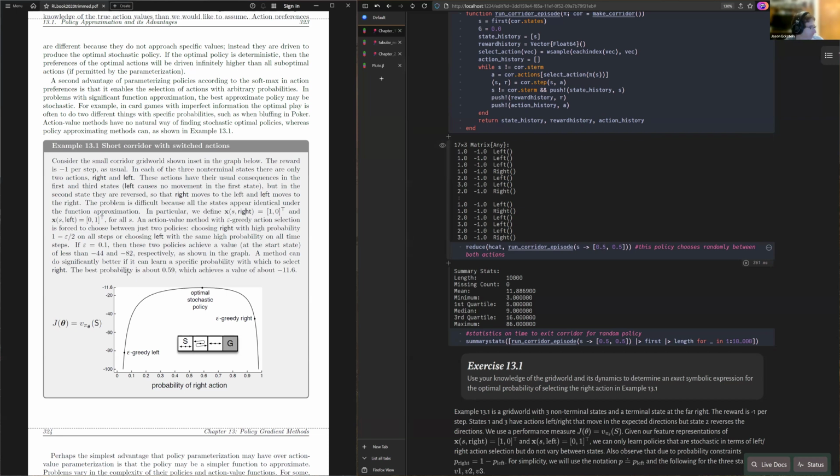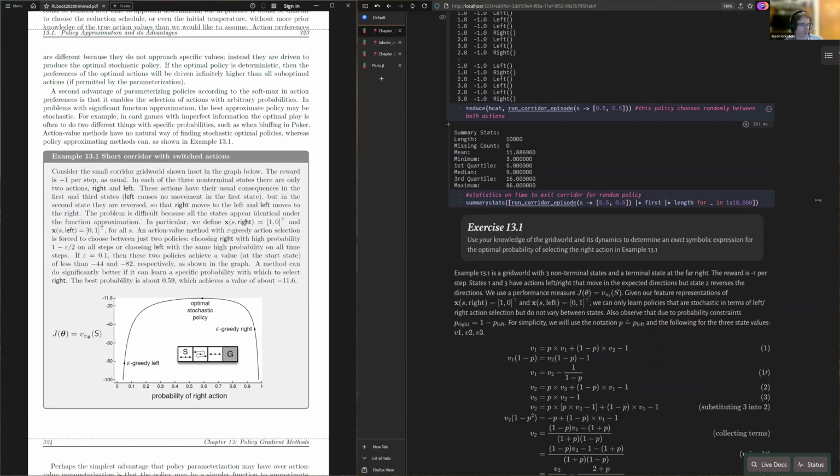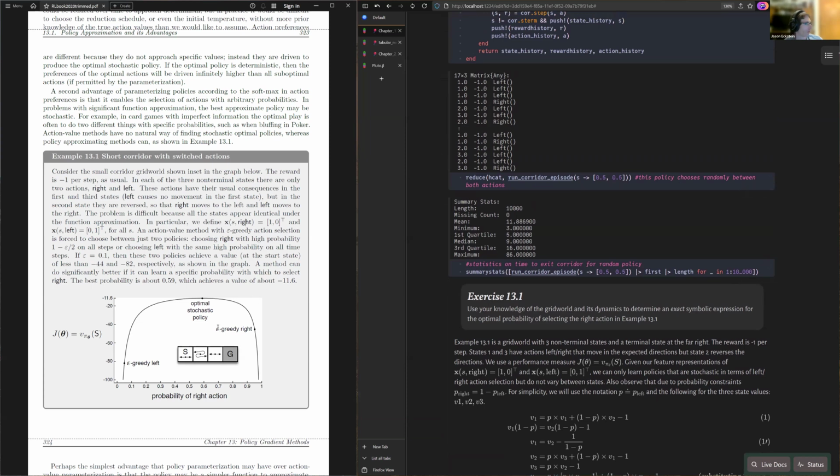But there is an exercise in the book which says, using your knowledge of the grid world and its dynamics, determine an exact symbolic expression for the optimal probability of selecting the right action. Okay, so even though the function approximation can't distinguish between states, we can take this problem and say, well, what if you're restricted to policies where the policy cannot change from state to state?